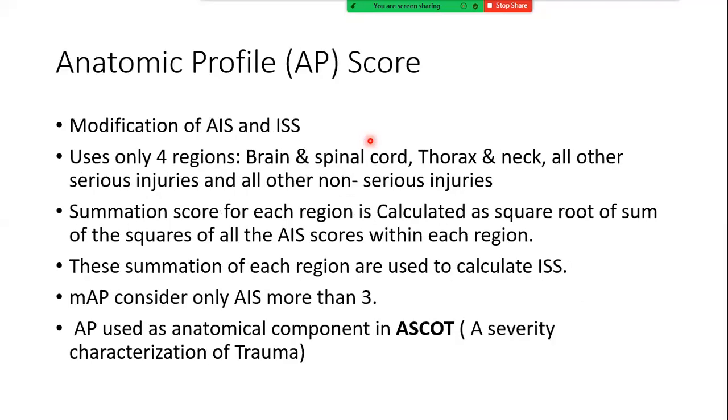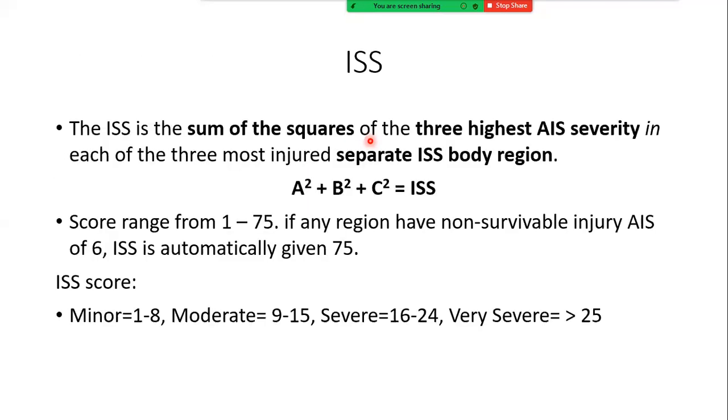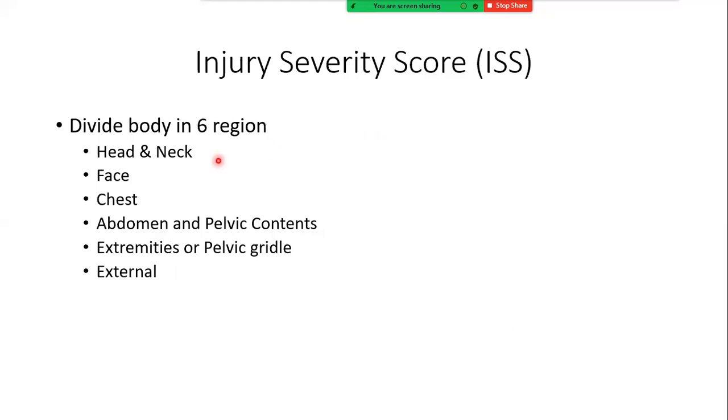So again, coming back to the same example which I told you earlier, suppose a young patient has an EDH and SDH, an abdominal pelvic content injury of the spleen, and an extremity injury of a fibula fracture. So his ISS will be 4 squared plus 3 squared plus 2 squared, and it will be 29, the injury severity score.